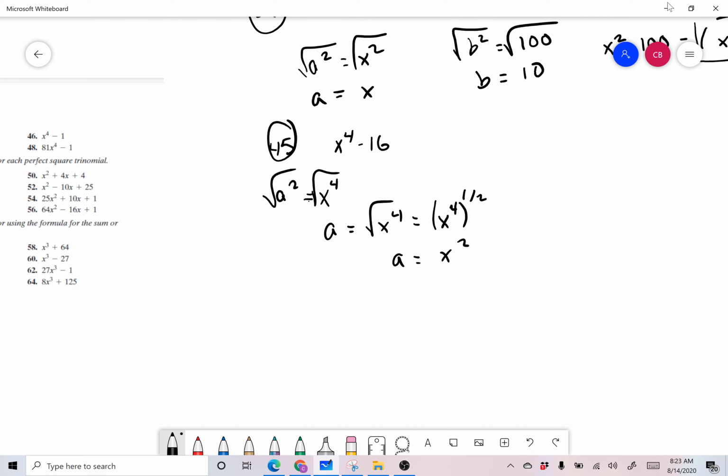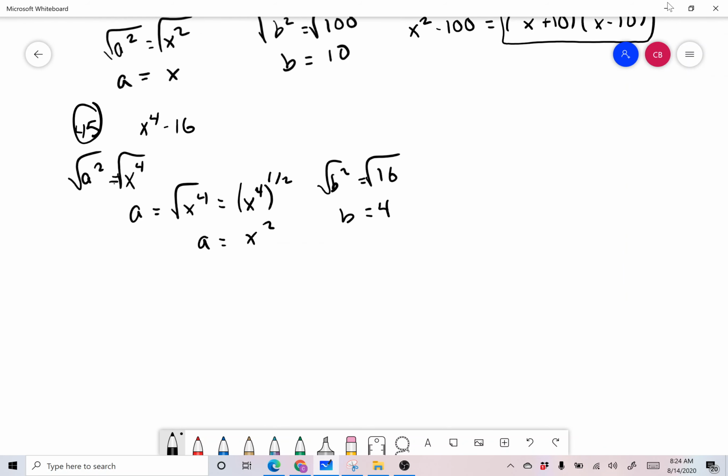Okay, so with that being said, let's do the next part. We have 16. b squared is equal to 16. Square root. b is equal to 4. So then we have a and b. We have x squared plus 4, x squared minus 4. But what do we notice? Oh, this is a perfect square again. So we do it again.